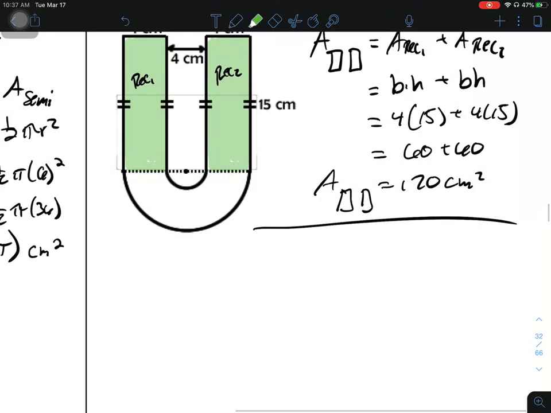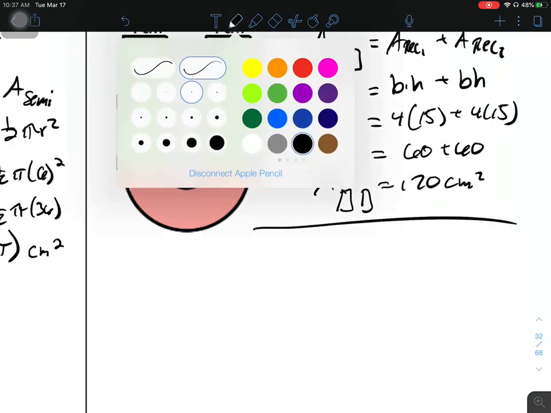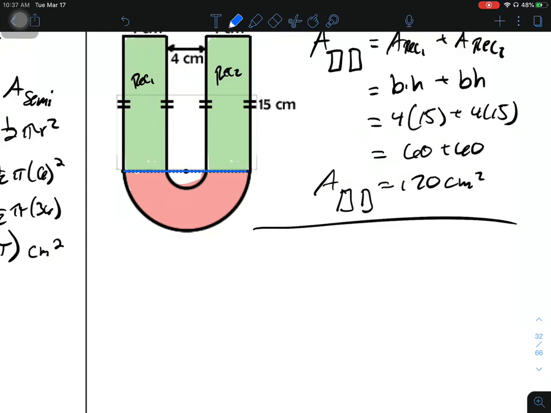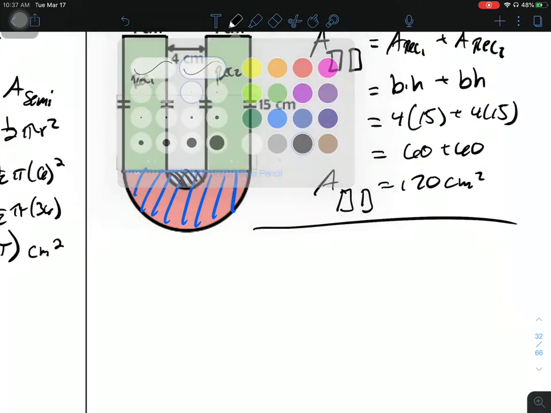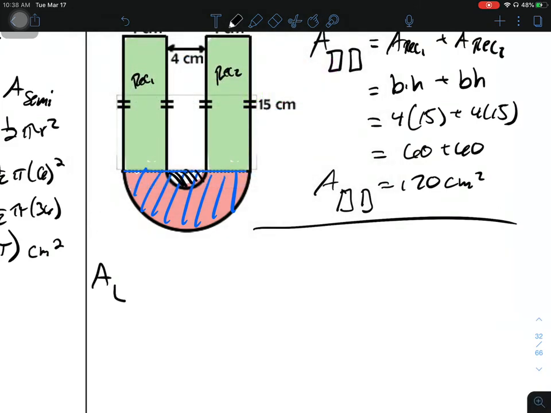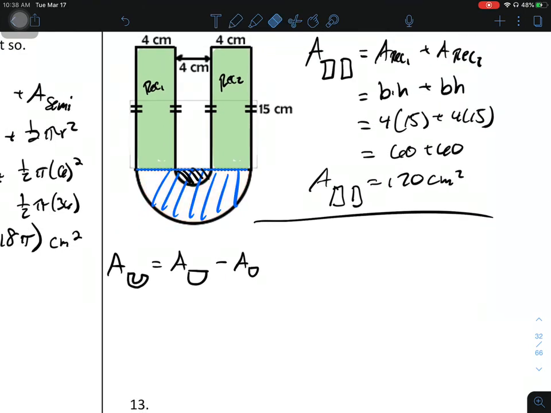Well, now let's see if we can worry about this part. Now we don't have a formula to find this red part directly, but we do have a formula to figure out a semicircle. So we could find all of this area, and then we could subtract the part that we don't want, which is this other semicircle. That's going to be our plan for this. The area of this thing here is going to be the area of the big semicircle minus the area of the small semicircle.